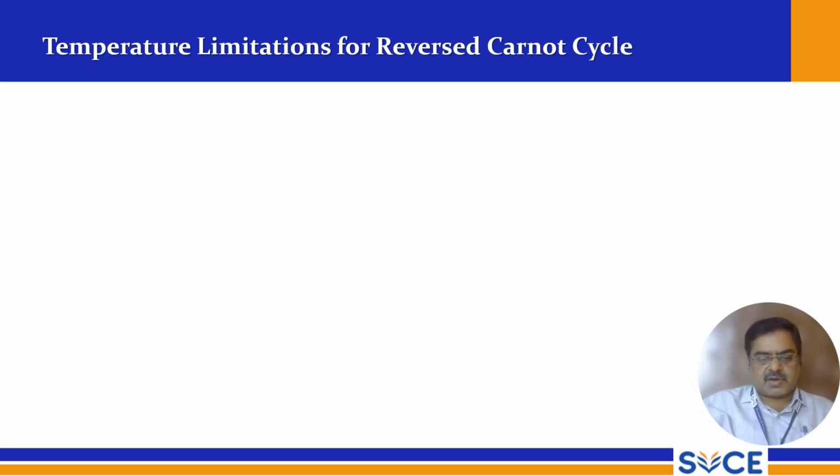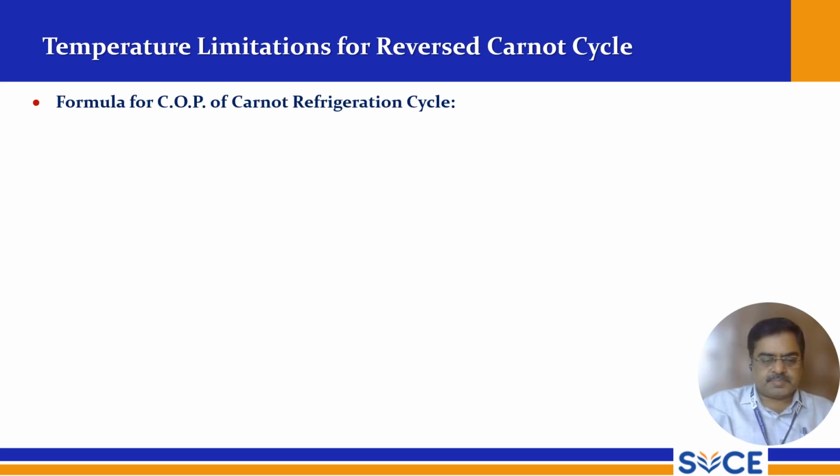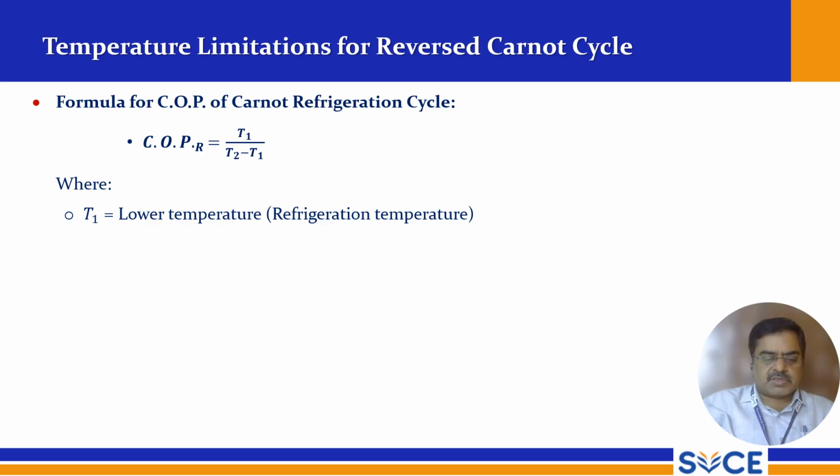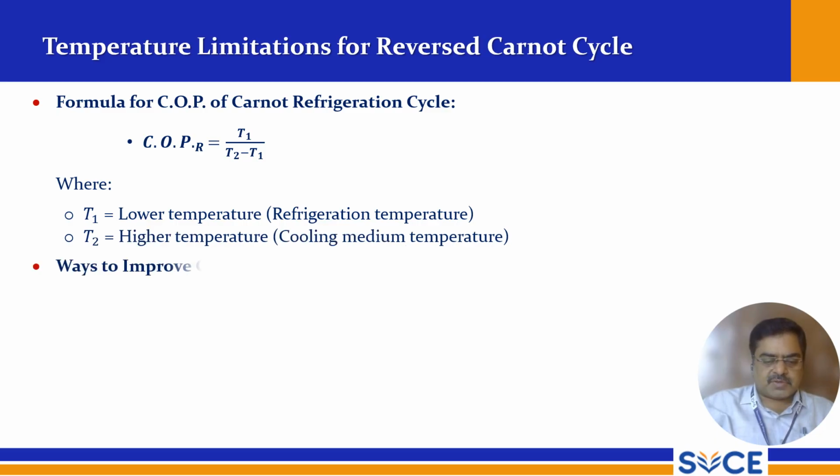Temperature limitations for the reversed Carnot cycle. Here the COP of the reversed Carnot cycle of a refrigerator can be calculated with a simple relation, that is T1 divided by (T2 minus T1), where T1 is the lower, refrigeration temperature, and T2 is the higher, heat rejection temperature. And here, ways to improve COP.